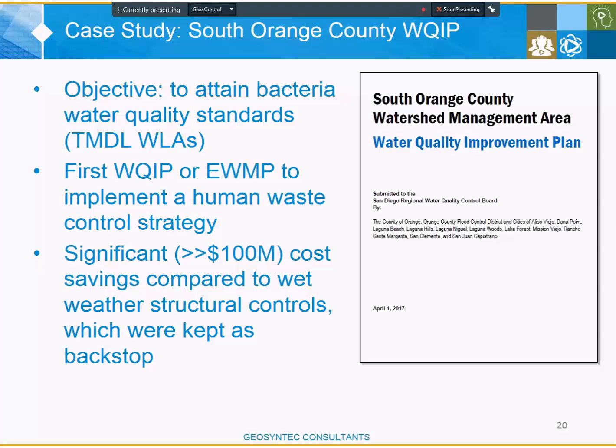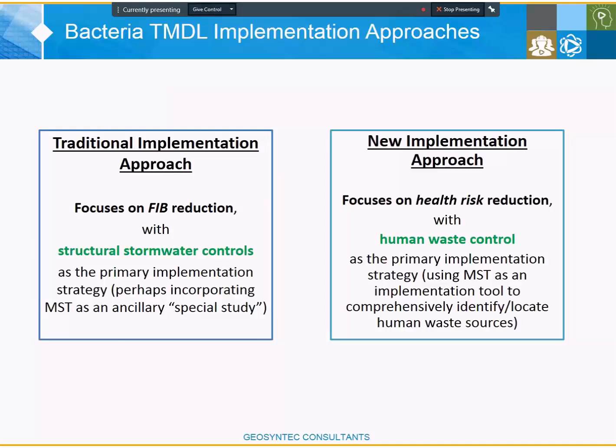So, as a result of that, it actually reflects significant cost savings. I think it's up to $600 million, what we're talking about there, compared to a conventional wet weather structural control-based approach, which we kept as a backstop if the human waste control strategy isn't accepted or doesn't work. So one way we communicated this to the stakeholders, including the regulators, was that we have a choice here.